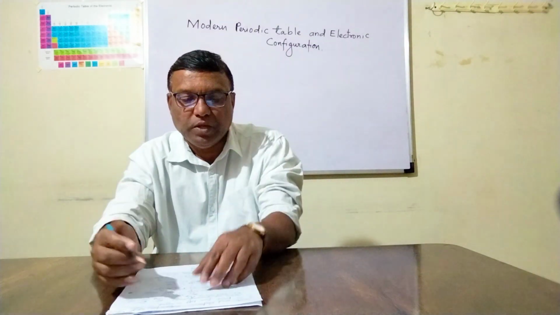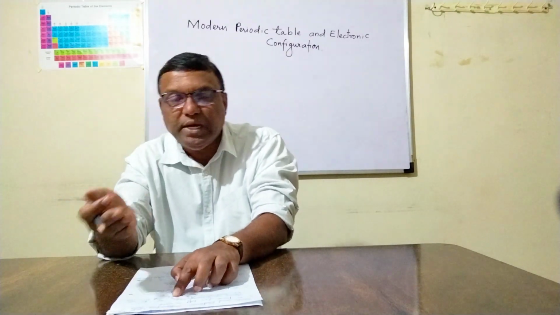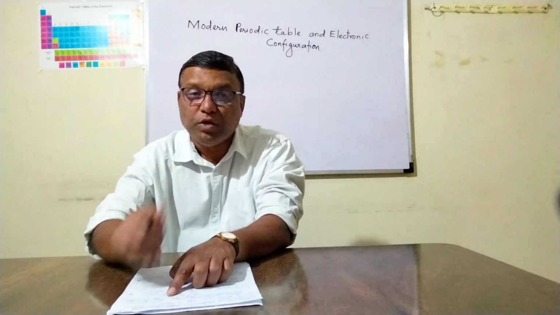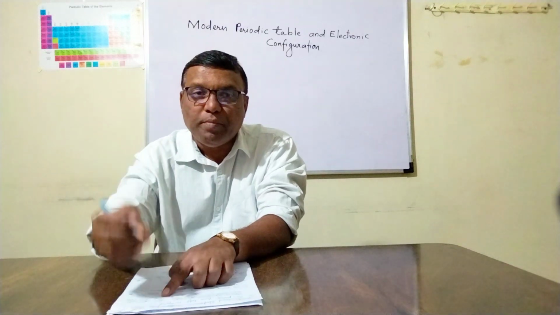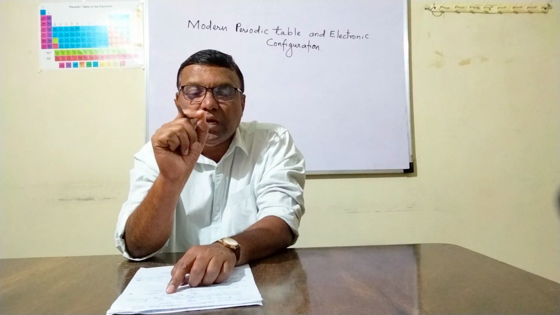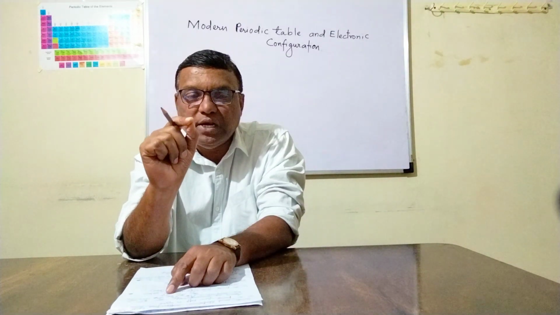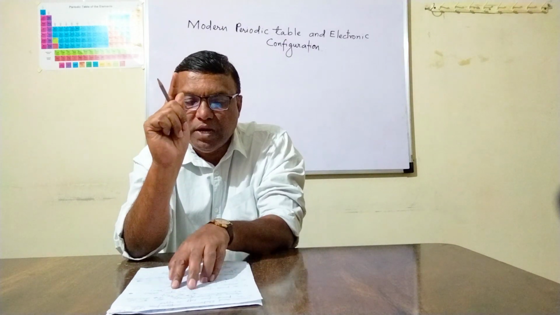Now see, lithium electronic configuration 2, 1. After that beryllium electronic configuration 2, 2, and boron 2, 3. What do you observe? The number of electrons in the last orbit, that is called the valence electron, increases by 1.